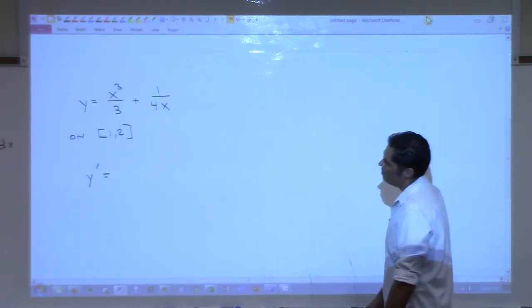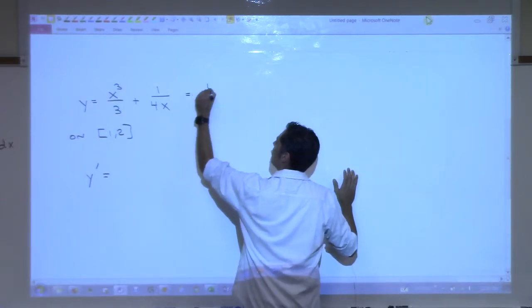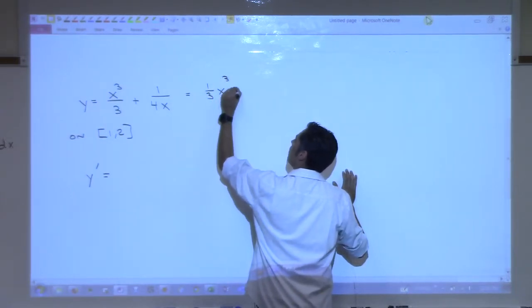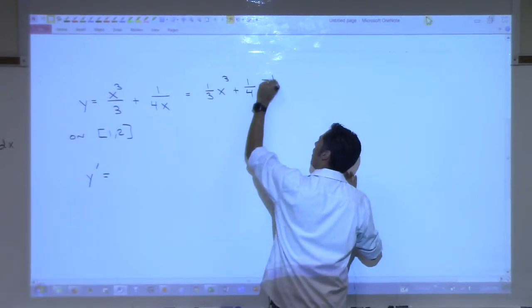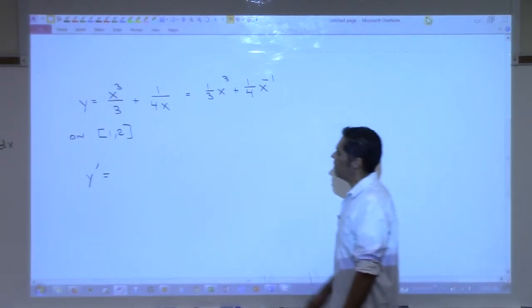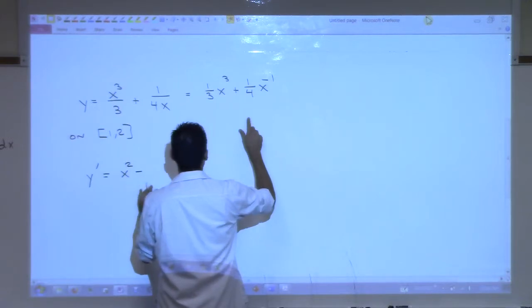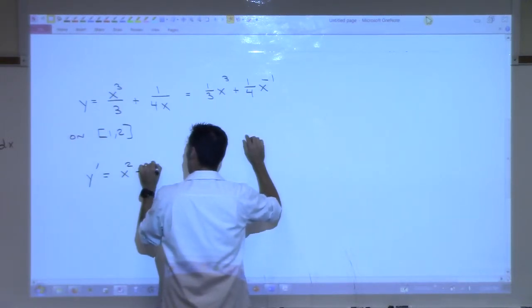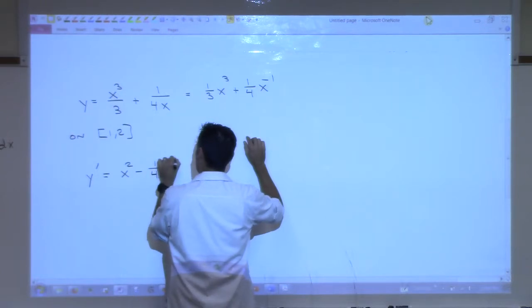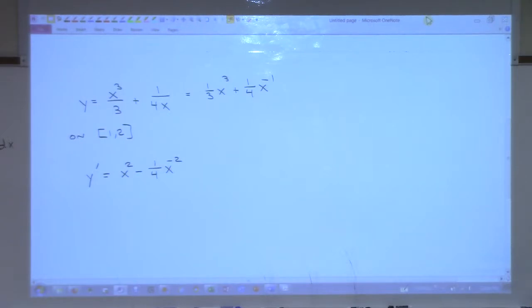So what is the derivative of that? Remember, if this helps, this is the same as 1/3 x cubed plus 1/4 x to the negative 1, right? That's the same expression up there. It might be easier for us to take the derivative of that. So what do we get? First term is x squared, and then minus 1/4 x to the negative 2. Negative 1 comes out, and then you subtract 1. That's it right there. It's our derivative.